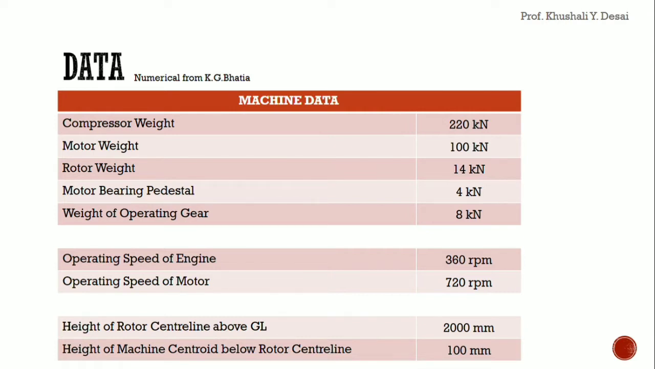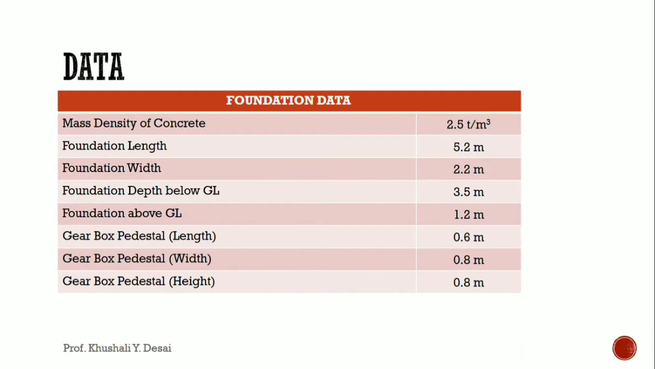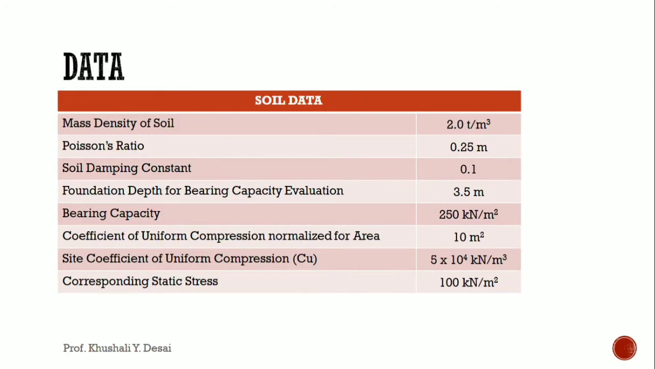The other data given in the numerical are foundation data, where the mass density of concrete is given as 2.5 ton per meter cube. The length and width are given as 5.2 meter and 2.2 meter. Some dimensions of gearbox pedestals are also given. Foundation depth below ground is 3.5 meter, and that above ground is 1.2. There is some soil data as well, that is mass density of soil, Poisson's ratio, bearing capacity, coefficient of uniform compression, etc. We'll come back to these data when required.